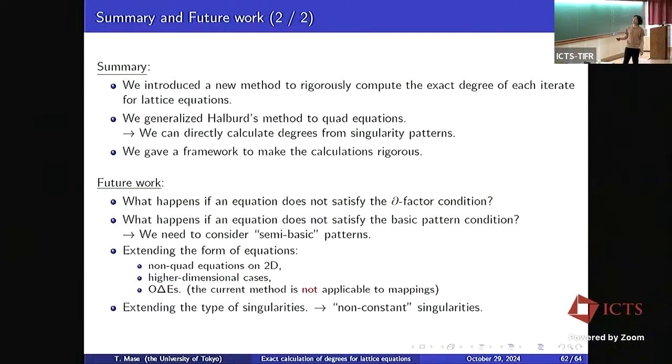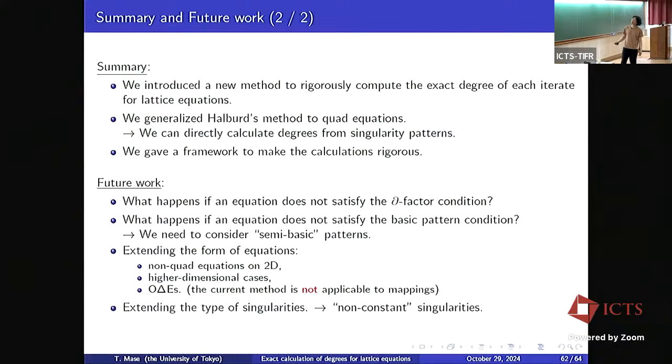And we need to extend the form of equations, like non-quadratic equations in 2D or the high-dimensional case, or the ordinary difference case, because the current method is not applicable to mappings. Because the initial value problem of a mapping has only finitely many variables. That's why the current method doesn't work. So maybe this is the most difficult part in the future work. We need some fresh idea.